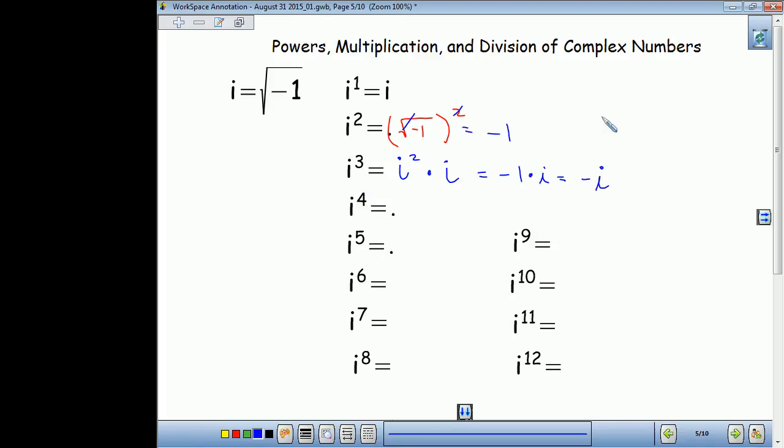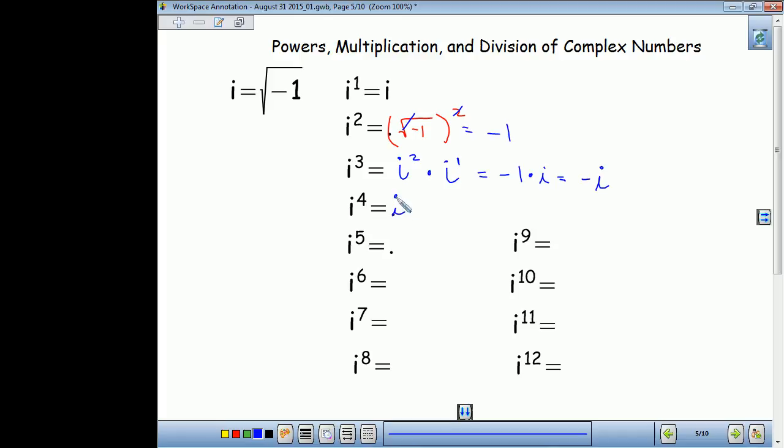Let's talk about how that happened one more time. i cubed is i squared times i, because i is really to the first power. And when you multiply like bases, don't you add the exponents? Okay, so we see how these are equivalent. Well, i squared, we just said, had a value of -1. i to the first is just i. So -1 times i is -i. So i to the first is i, i squared is -1, i cubed is -i.